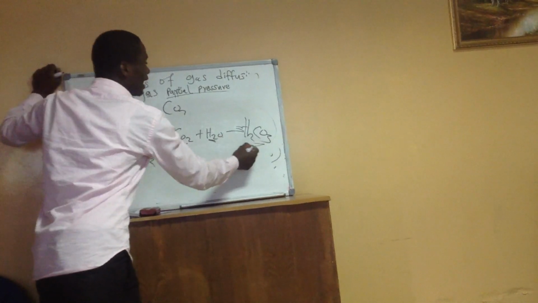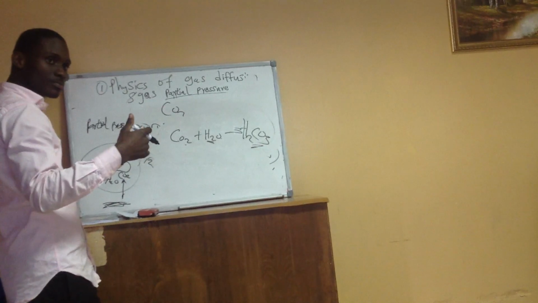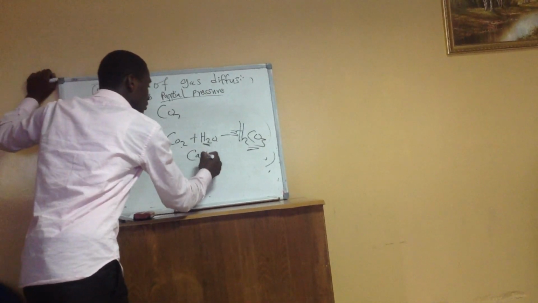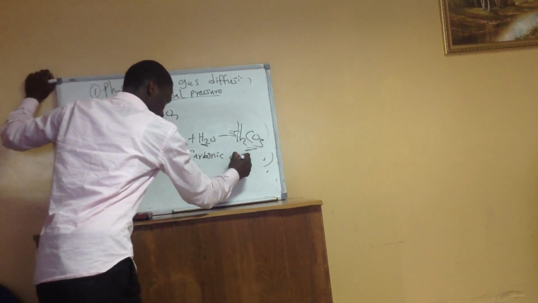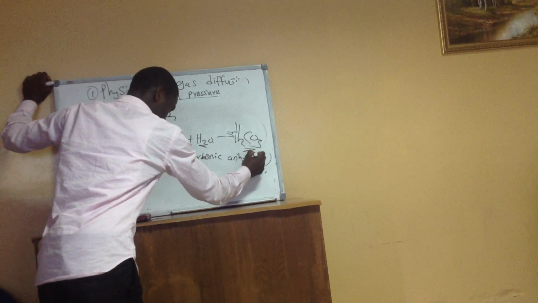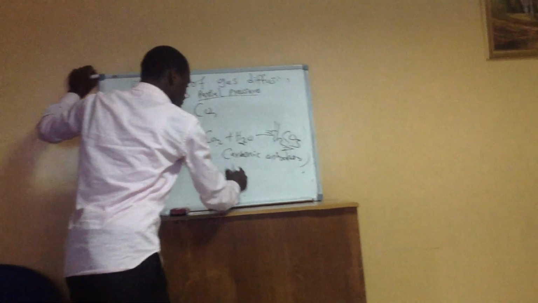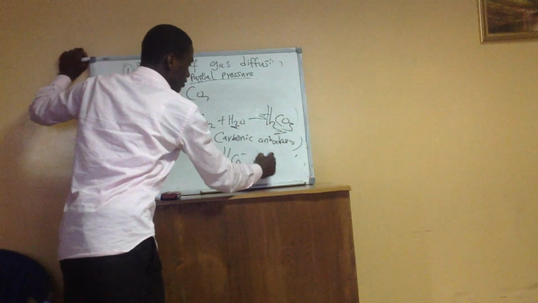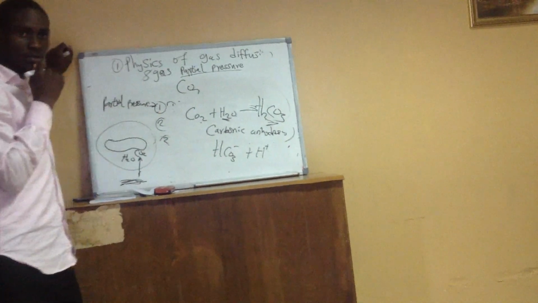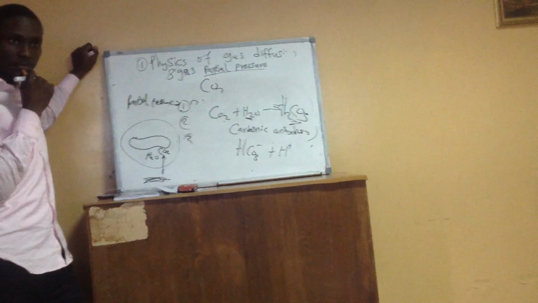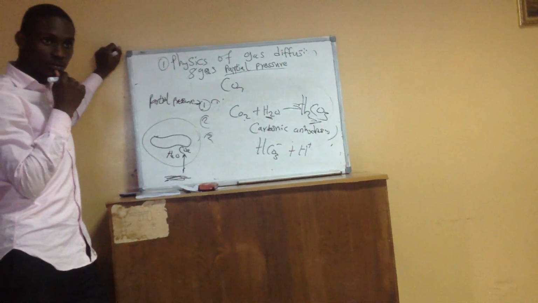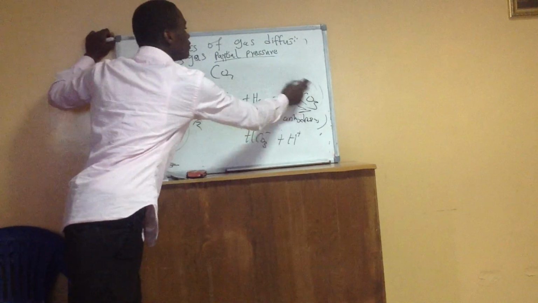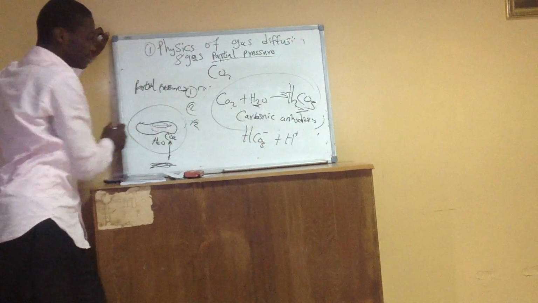Now, carbonic acid will be broken down by an enzyme called carbonic anhydrase into bicarbonate plus hydrogen. Are we getting it? Where does it take place? They break it down. All this happens in the blood, particularly in the red blood cell.